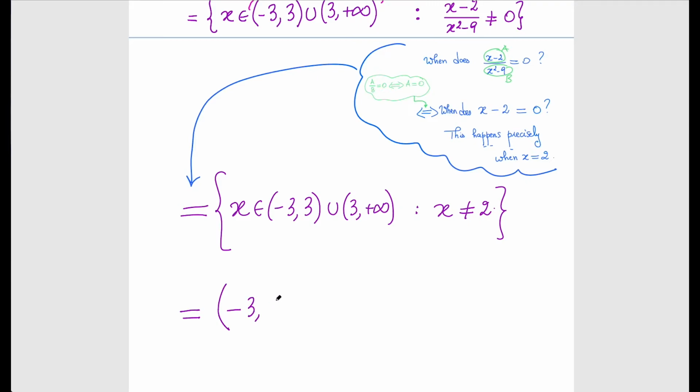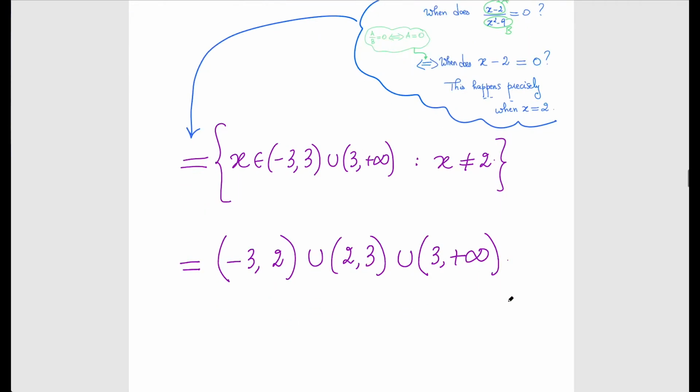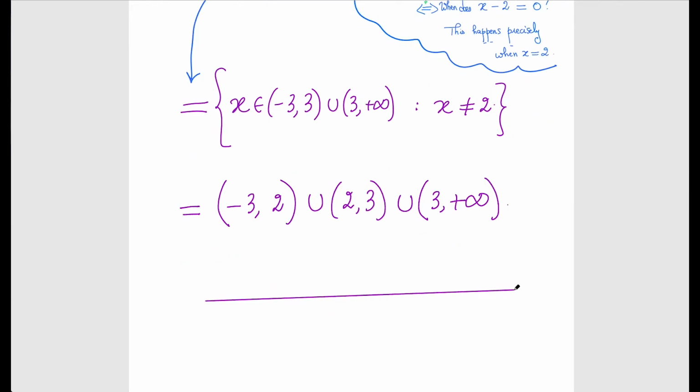So minus 3 to 2, union 2 to 3, union 3 to plus infinity, right? So why? Because on the number line, everything from minus 3 to infinity, this set here, is good, right? Except minus 3 and 3. So minus 3 is bad and 3 is bad. And all the rest, I'm talking just about this part, all the rest were good at the time, right? All the rest were good.